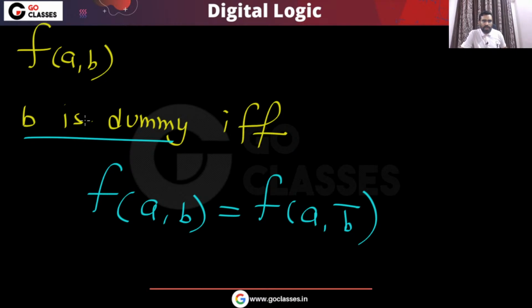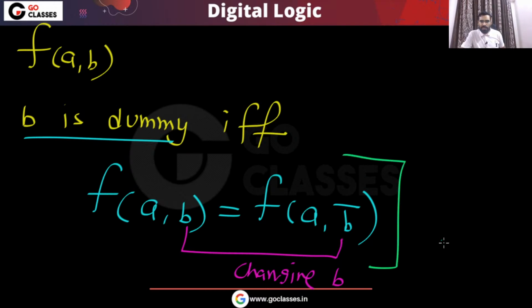B is dummy means this B is dummy. Dummy means useless. B is dummy if and only if you change B, keeping the A same. If you change only B, you can notice function value is not changing. So this is the definition of dummy variable. Is this clear to everyone? So B is dummy if and only if f(a,b) is equal to f(a,b bar). In this type of function B is dummy.